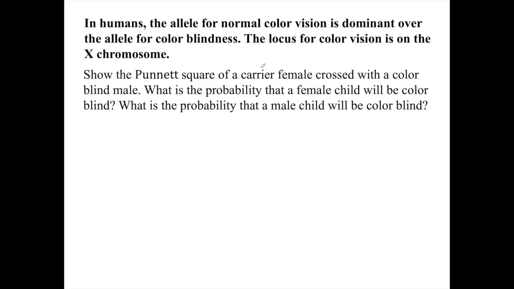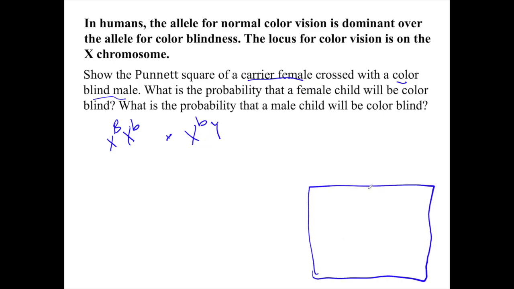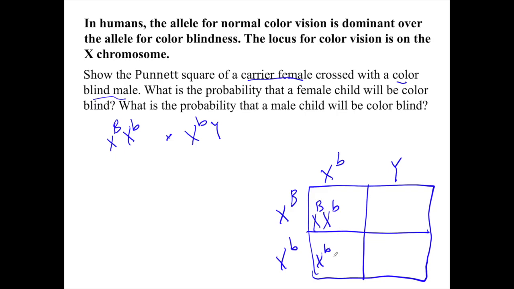Okay, so this time, after you've read it, you go through and reread it, and it says you have a carrier female, so X big B, X little b, is crossed with a colorblind male, so X little b, Y would be the colorblind male. Then again, you do the Punnett square. The male's possible gametes are X little b, Y. Female, X big B, X little b. Fill it in just like before: X big B, X little b; X little b, X little b; X big B, Y; X little b, Y.